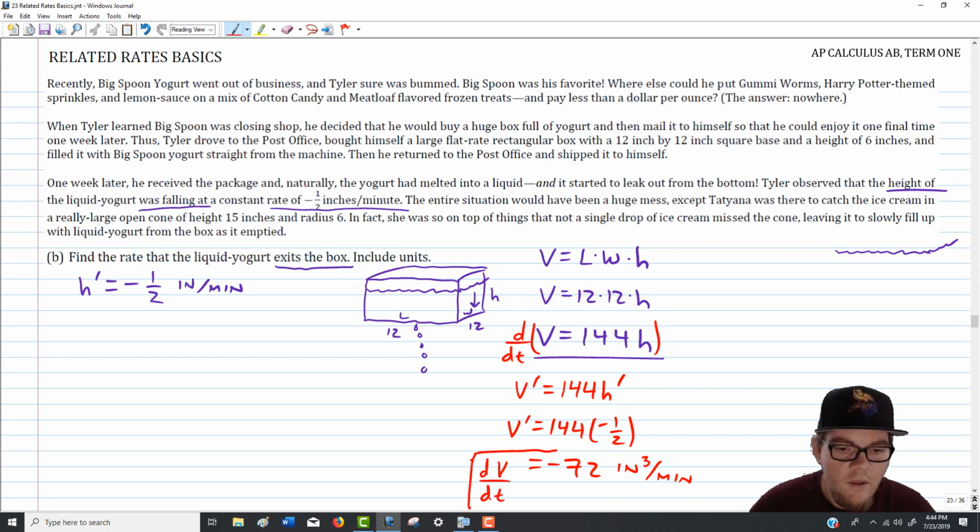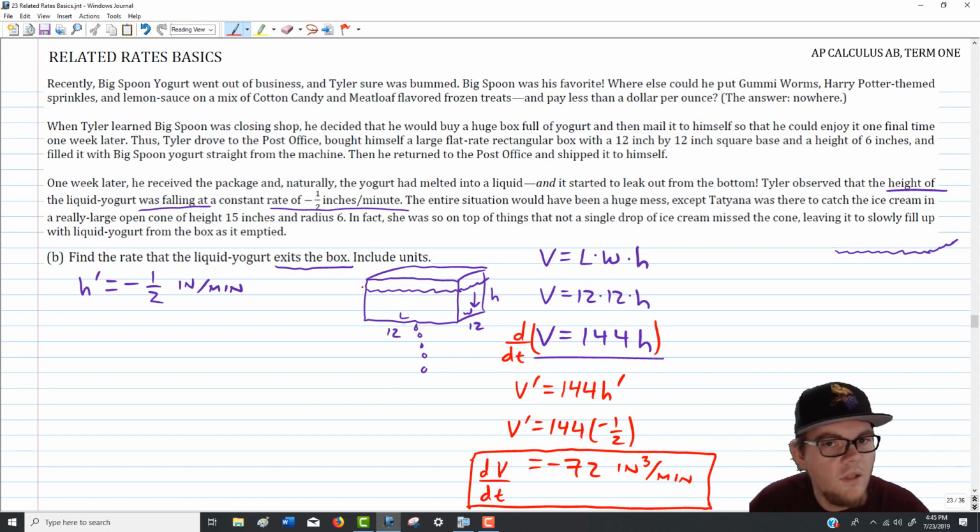So yogurt is leaving pretty darn fast. That's a lot of cubic inches per minute. It's coming out pretty fast, so it was a really tight box. As soon as he got it home, it just started to go. Maybe he poked a hole in it or something. I don't know. So there is the rate at which the yogurt is leaving the box.